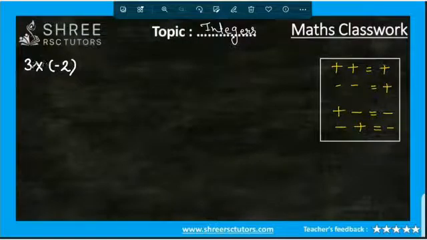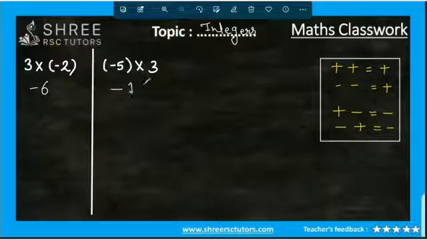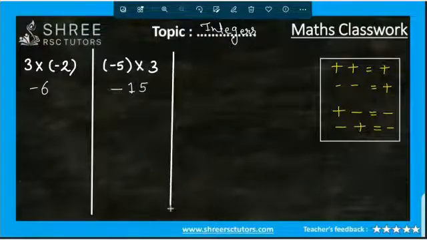Here we can see the 3 is positive and 2 is negative. That means the sign is negative. So 3 multiplied by 2 is 6, with the sign of negative. Now it's time to do the next question. Our next question is negative 5 multiplied by 3. Again, negative times positive is negative, and 5 multiplied by 3 is going to be 15.